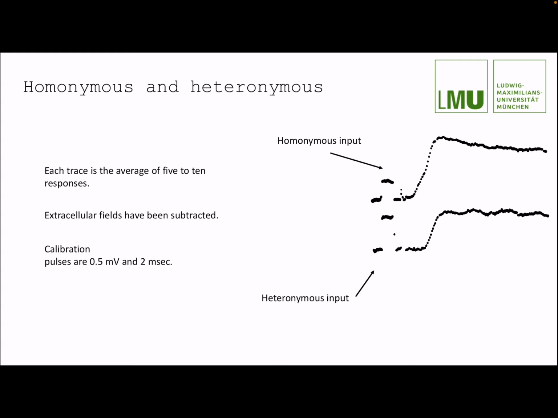Now about homonymous and heteronymous, I have to first say that homonymous sensory inputs are innervating the same muscle, whereas the heteronymous inputs can originate from other muscles. Each of these traces is an average of about 5 to 10 responses, which I will tell you later about, how they came up with this.